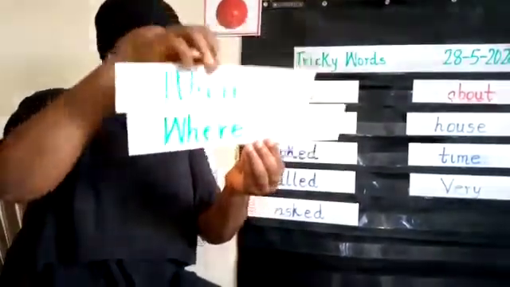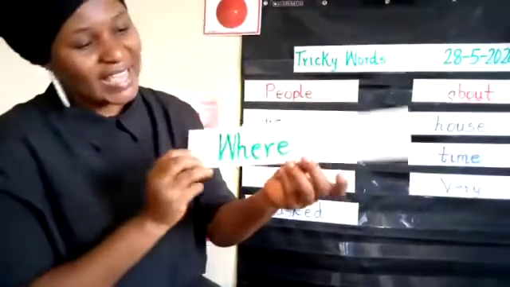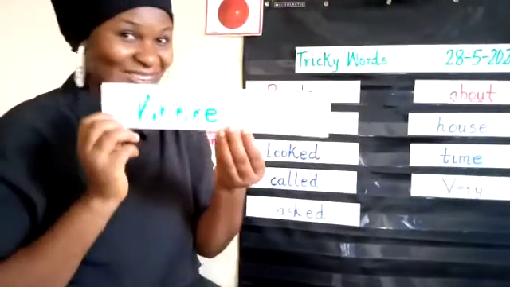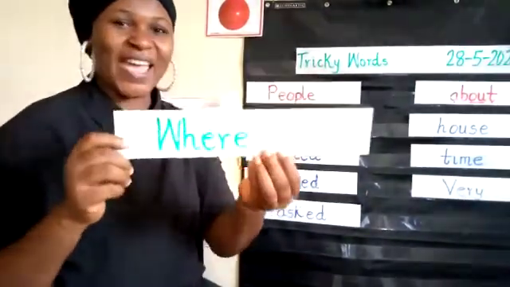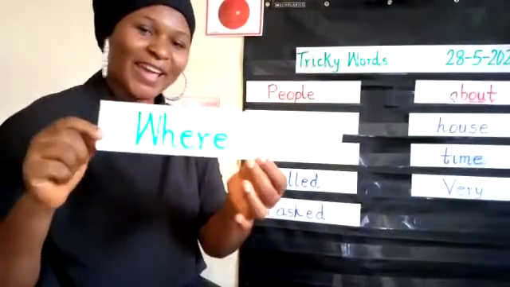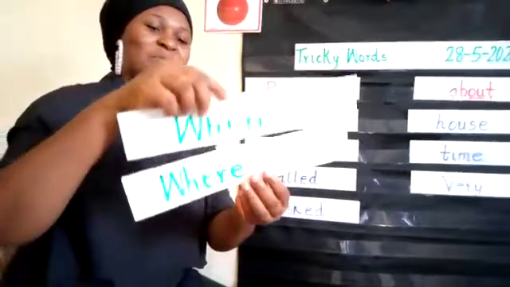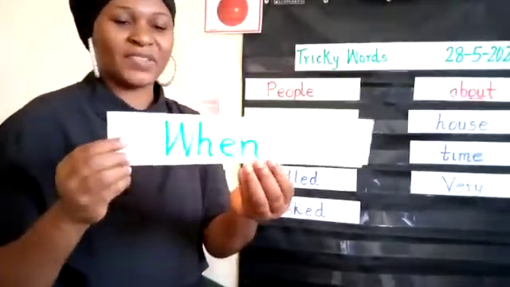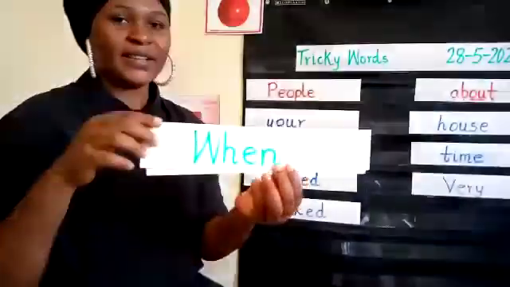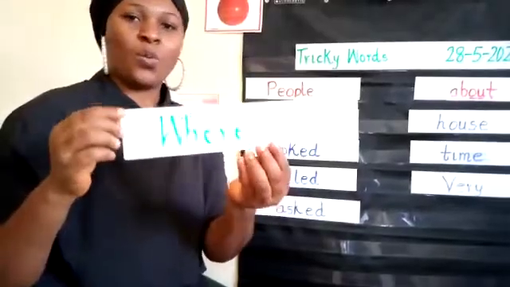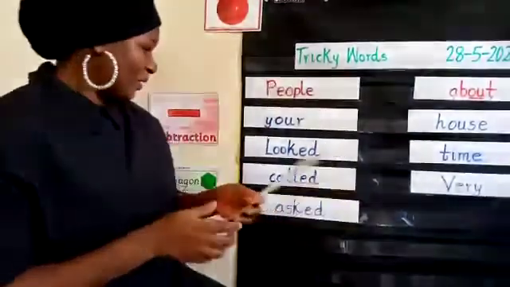And the second tricky word is, it's quite tricky. It's where. See? Where. Can you say it? Where. So the first tricky word, when. When. Second tricky word, where. Good. So I'm going to put them right here.